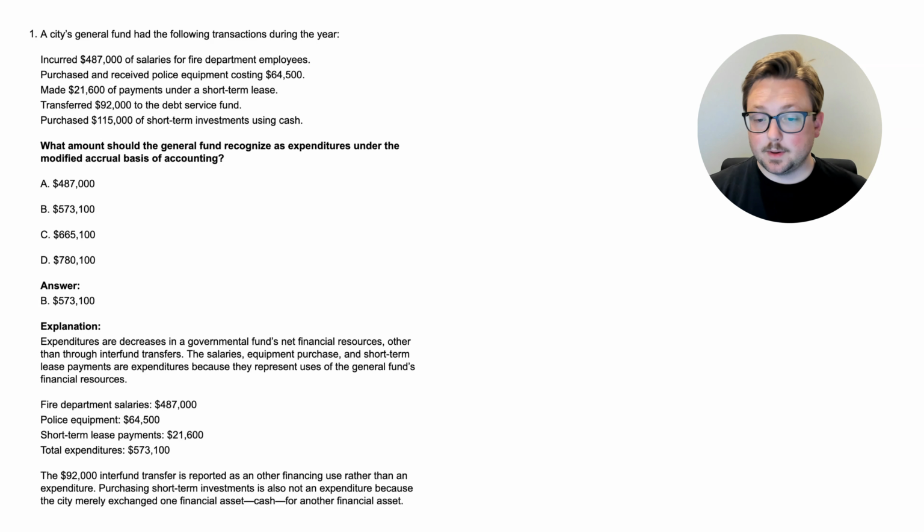The salaries, equipment purchase, and short-term lease payments are expenditures because they represent uses of the general fund's financial resources. So the salaries, the police equipment, the short-term lease payments, those all together equal $573,100. The $92,000 of interfund transfer is reported as an other financing use rather than an expenditure. So again, interfund stuff, like a transfer to a debt service fund, that's not going to be an expenditure.